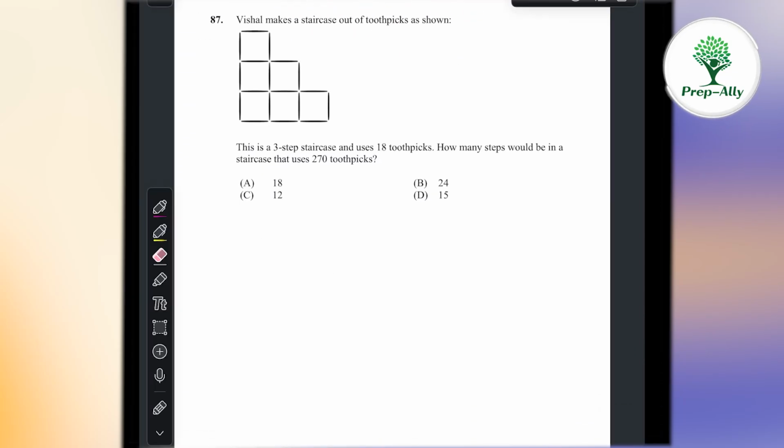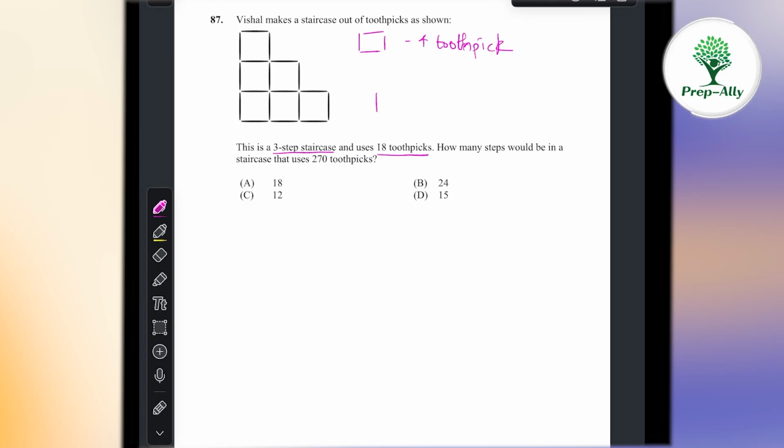So in the 27th question, we're told that we're making staircases using toothpicks. A 3-step staircase uses 18 toothpicks. So let's see how a 1-step staircase will be. In a 1-step staircase, we'll use 4 toothpicks.